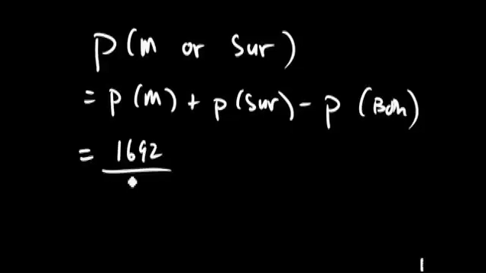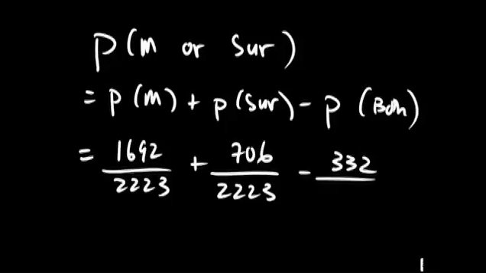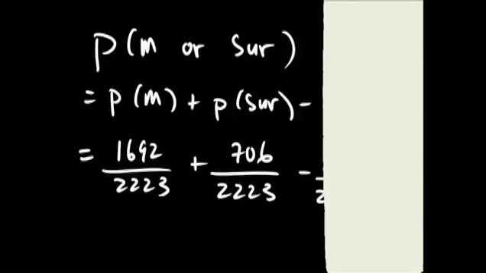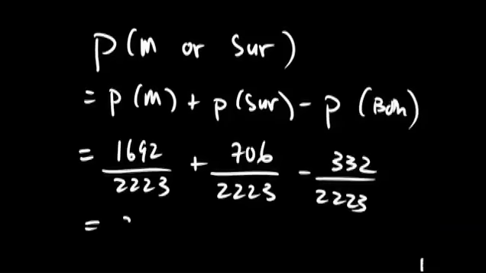1,692 men out of the total, 706 out of the total, minus 332 out of the total. 2,066 out of the 2,223 passengers were men or survivors.